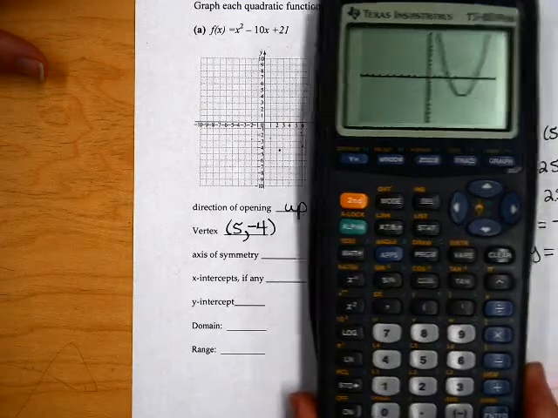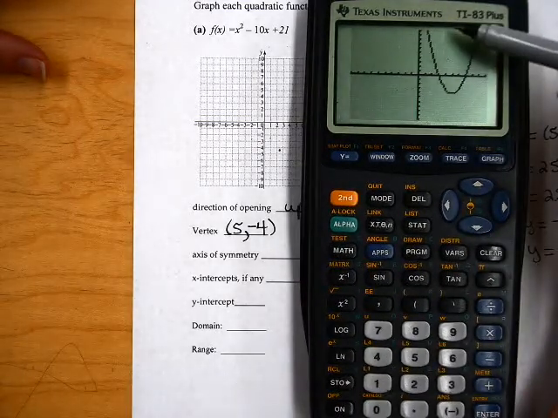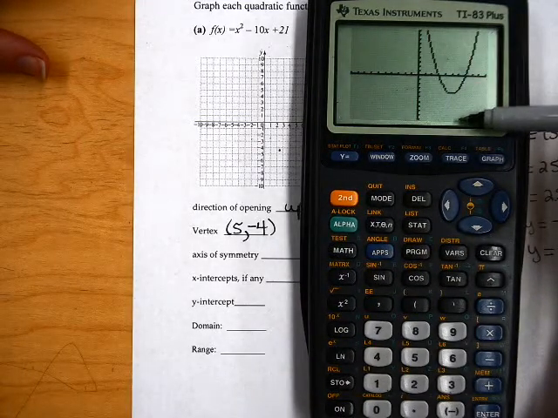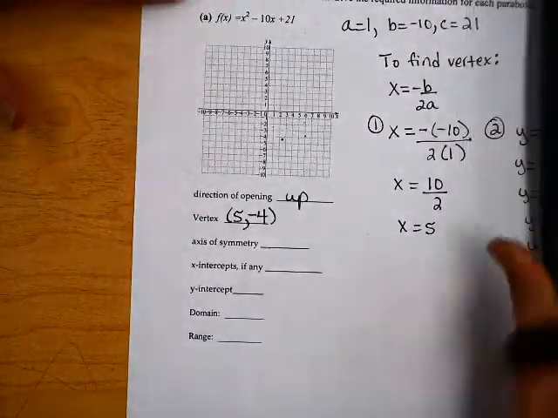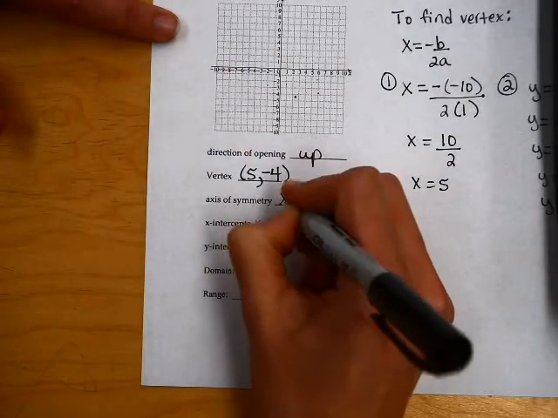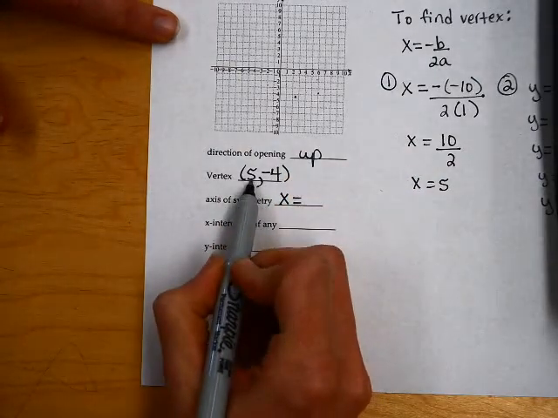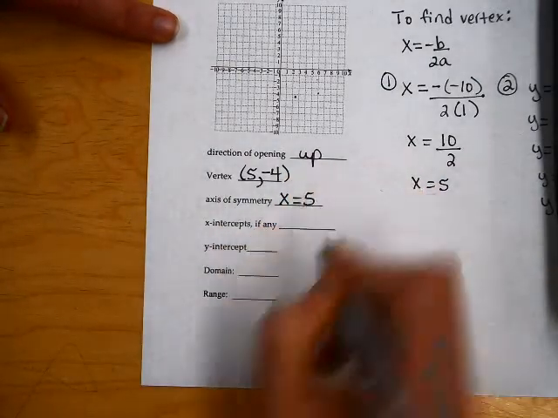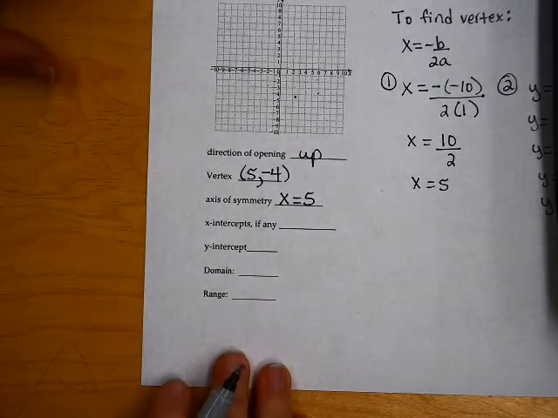Okay, and so we remember that the axis of symmetry is this vertical line that would run through the vertex, okay? And because it's a vertical line, that means the equation is going to be x equals, and remember it's whatever x value you have in your vertex. So our axis of symmetry is x equals 5.